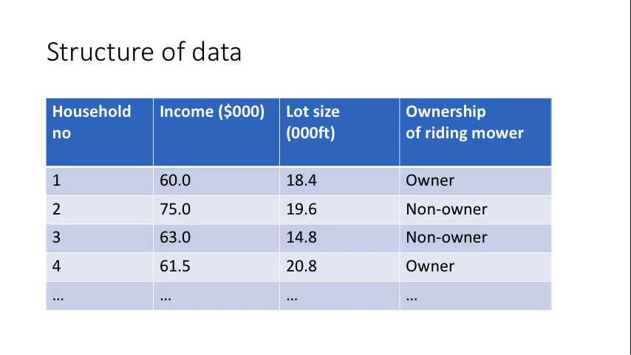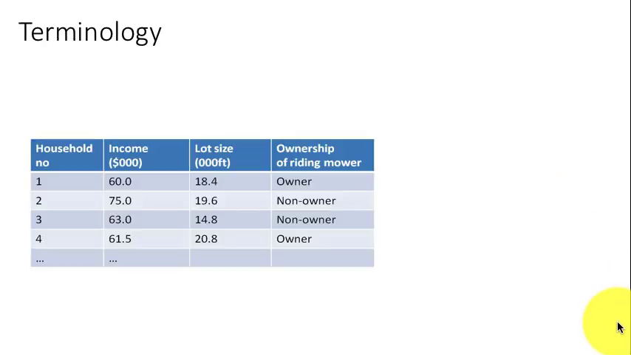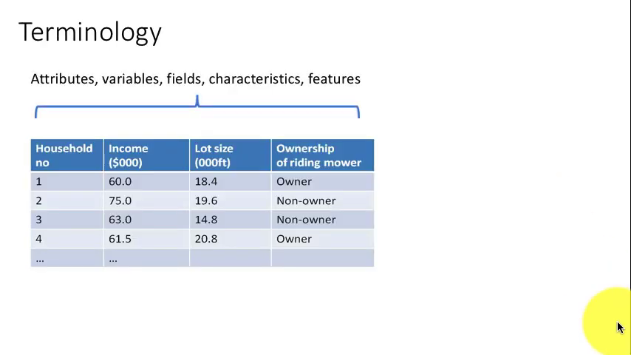Okay, when we are looking at a data set in the context of this course, it'll be a table. Okay, so there are some columns, there are some rows, and each row describes an individual case. Some of the terms that we may be using for the columns are attributes, variables, fields, characteristics, features. All of these are synonyms for referring to columns of a table.